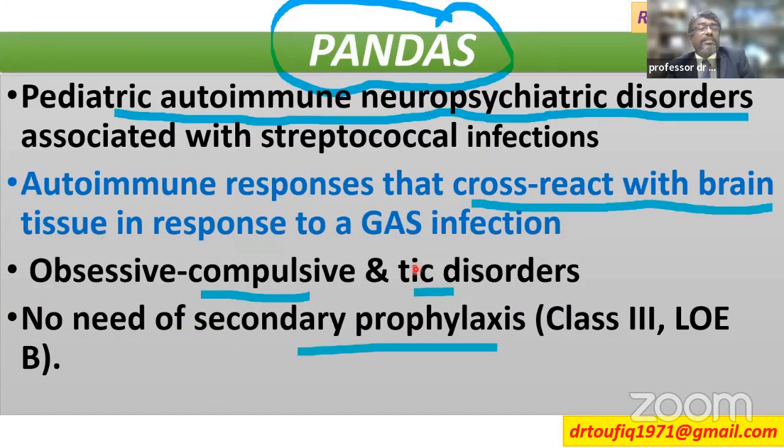And another type is PANDAS, that is pediatric autoimmune neuropsychiatric disorder associated with streptococcal infection. This is also a sequela of streptococcal infection, usually in children. It is an autoimmune response that cross-reacts with brain tissue in response to the group A strep infection. The patient may have obsessive compulsive disorder, as well as tic disorder. And usually in these cases, the patient does not need any secondary prophylaxis.